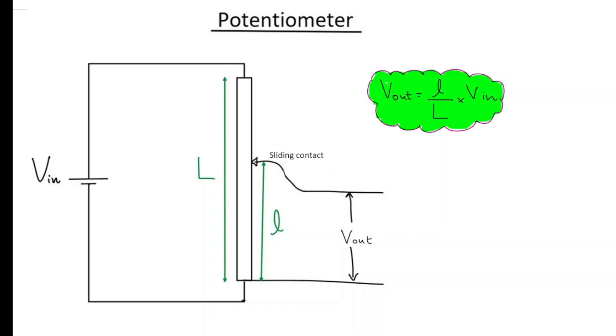Now, a potentiometer is even more versatile than a normal potential divider because you can get any fraction of the input voltage. So if you want all of it, you can move the sliding contact all the way to the very top. If you need only 50% of it, go to the halfway point. If you need 1/10 of it, just go to that length. So you'll get that fraction.